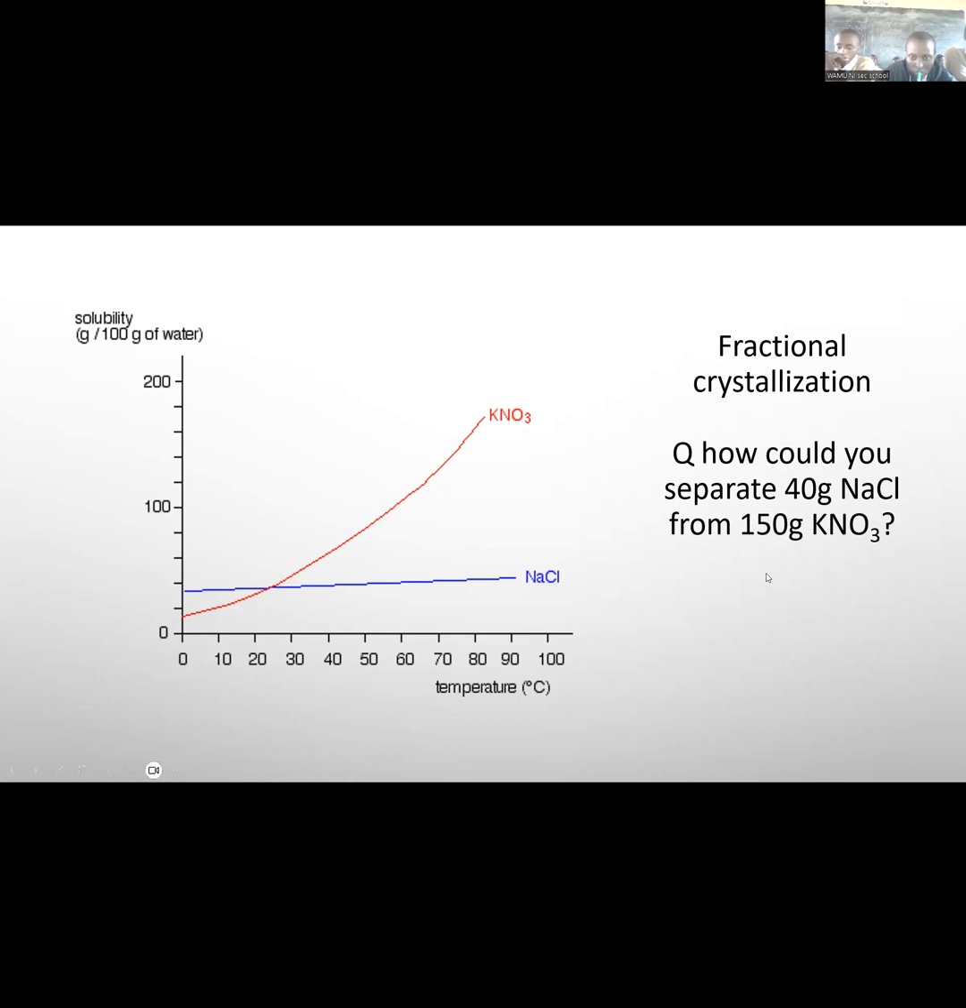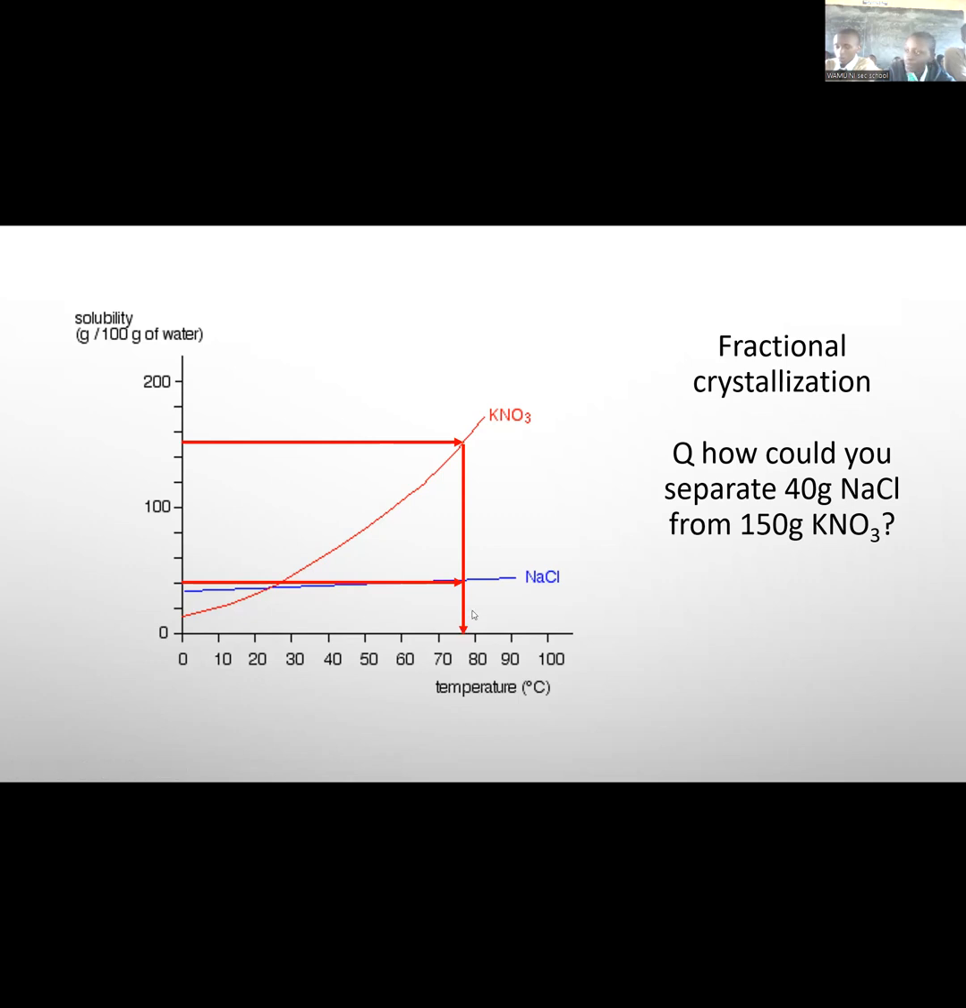So to separate them, somebody gives me a beaker with 150 grams of potassium nitrate and 40 grams of sodium chloride, and I put them in 100 grams of water. There's my 150 grams of potassium nitrate. It dissolves at 76 degrees Celsius. Here's 40 of sodium chloride. It also dissolves at 76 degrees. So what I do then is I heat them both up. I put them both in the same water, heat them up to 76 degrees Celsius.